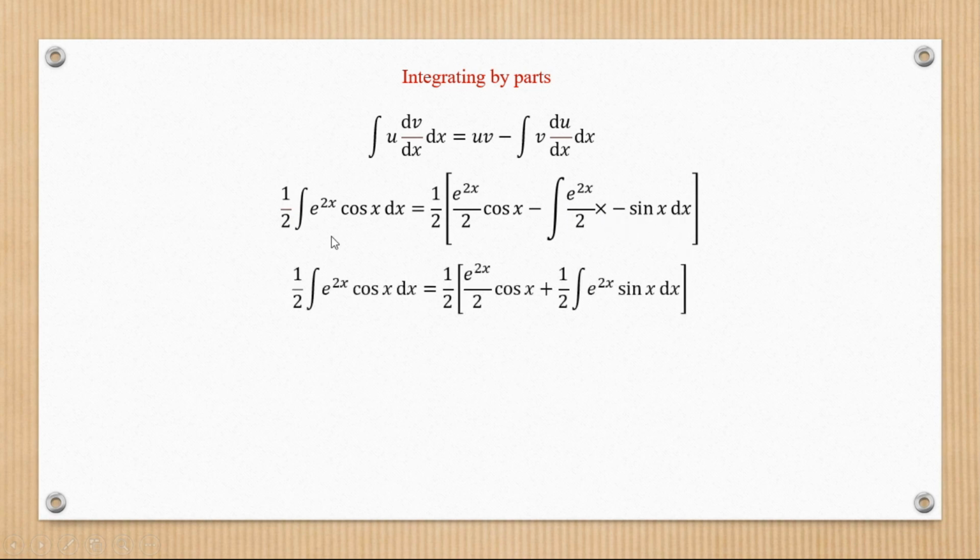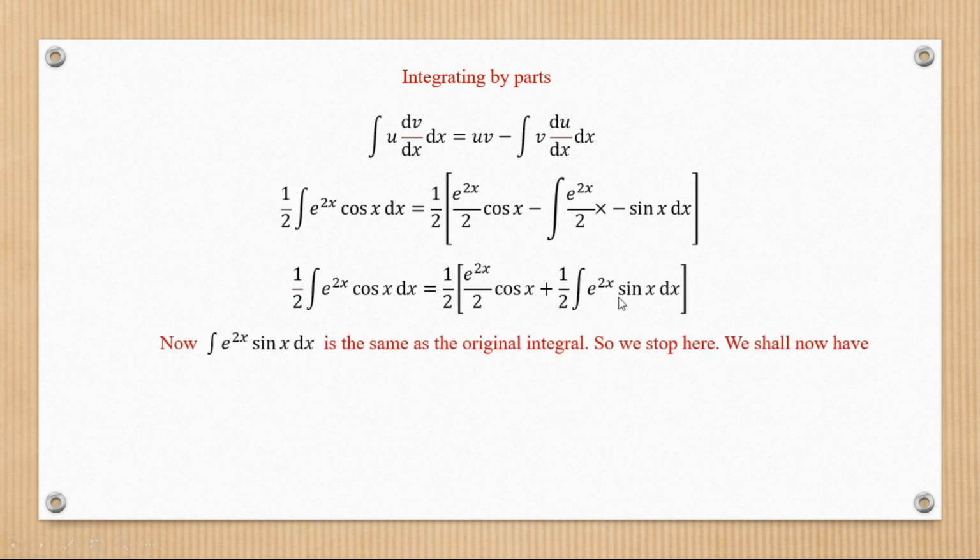So when I solve that, I will have it being equal to a half into the integral of e2x over 2 cos x plus a half into the integral of, because I can pull out a half from here, then I can say this negative sign will affect this negative sign and I'll have a positive, so this will be the integral of e2x sine x dx. So we can now see that this integral right here, the integral of e2x sine x dx, is the same as the original integral. So we're going to stop here.